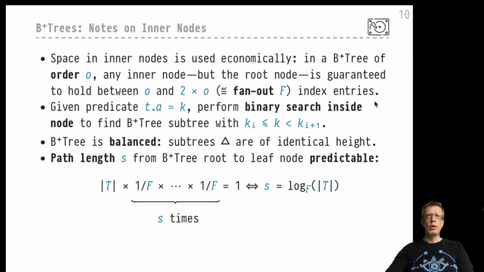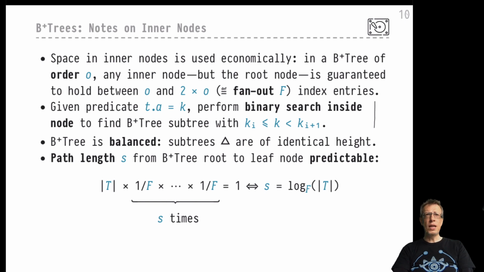Okay, so as I told you, we would use binary search inside the inner tree and inside the inner nodes to quickly locate the B+Tree subtree, the sub-search tree that we want to dive into. And of course, the search would start at the root, and we would be guided by the separators and their associated pointers into lower levels and lower levels of the subtree.